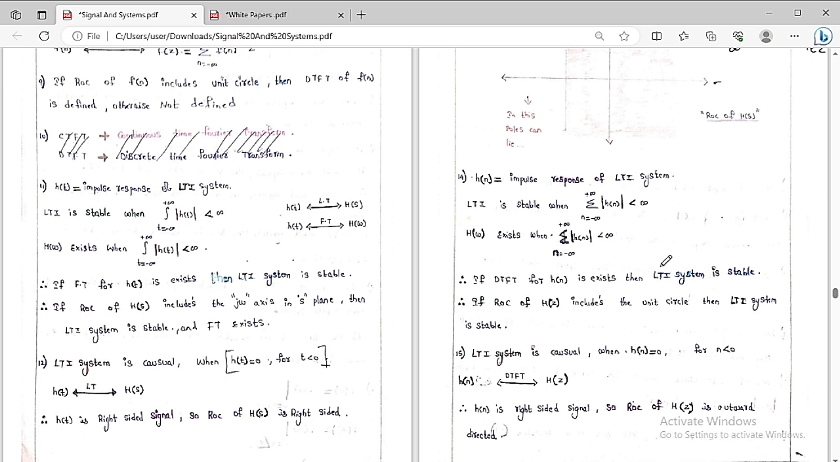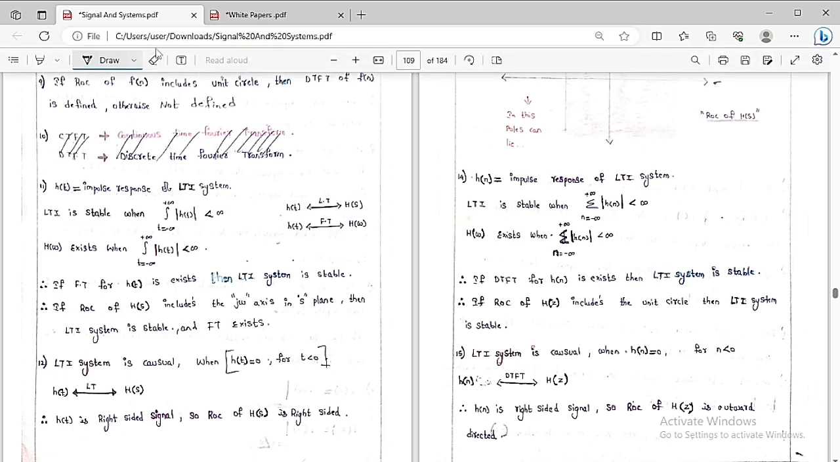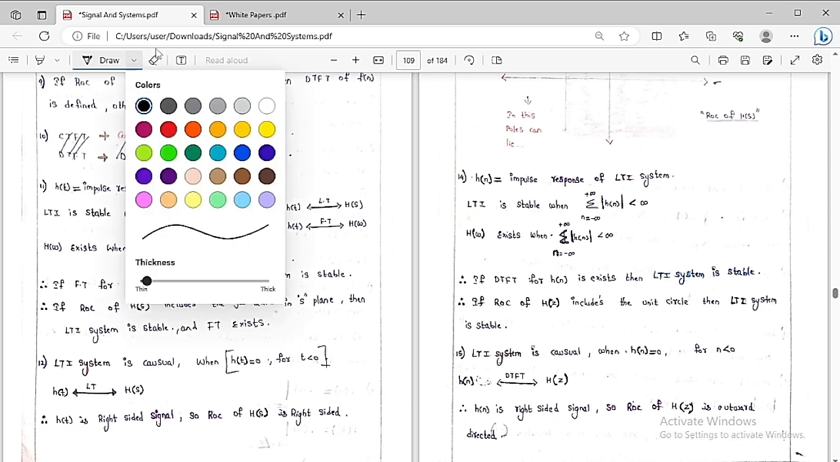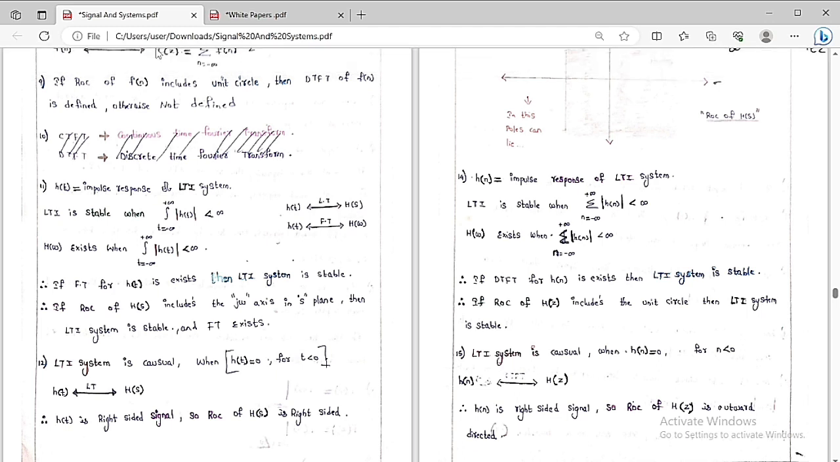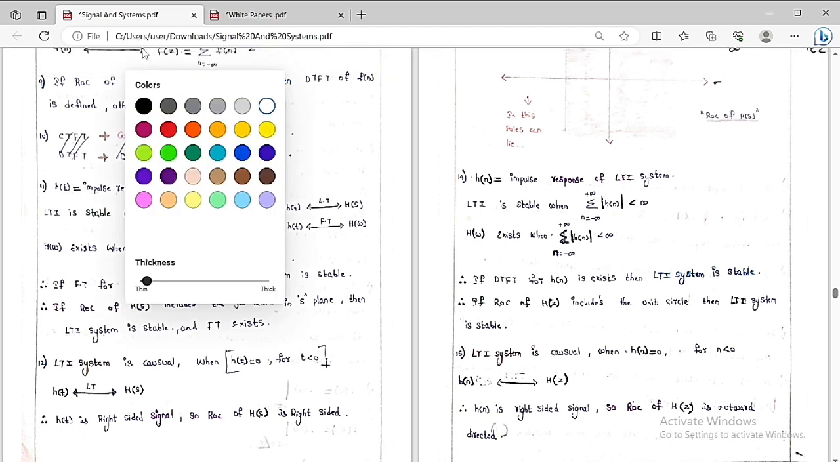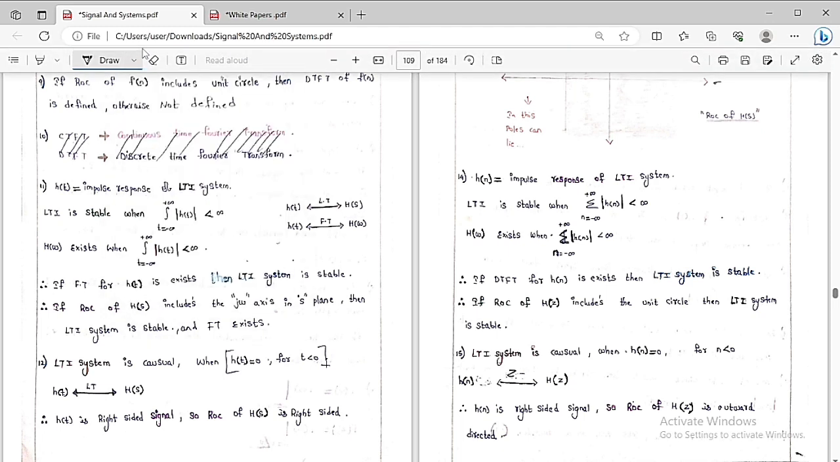The next point is, the LTI system is causal when h of n is equal to 0 for n less than 0. Small correction here: this is basically the Z transform, not h of. So let me rub this part and write that this is the Z transform. For h of n, the Z transform is H of z.